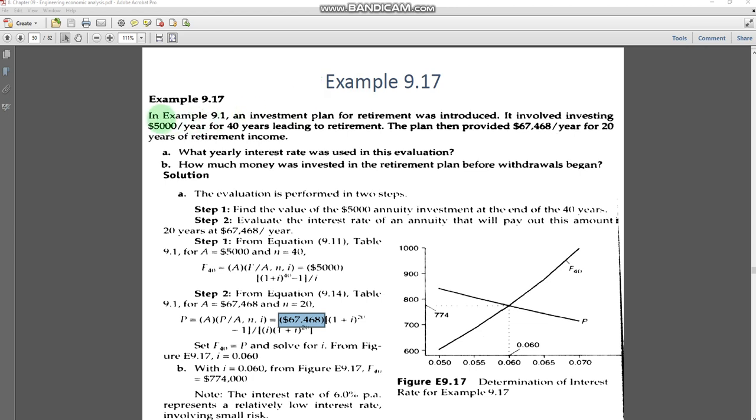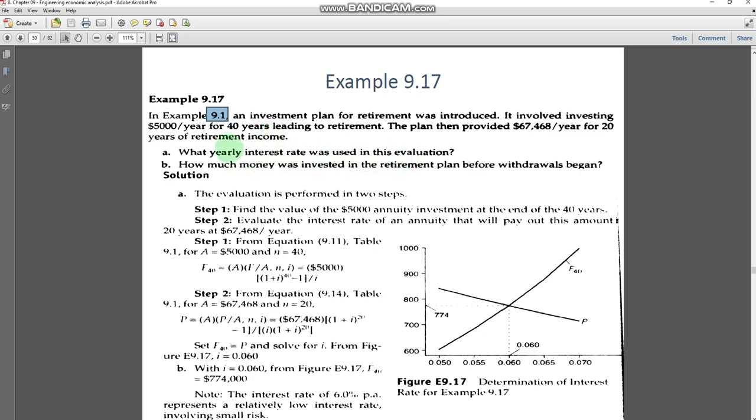Okay. So in the example 9.1, an earlier example that we have solved, an investment plan for retirement was introduced. It involved investing $5,000 per year for 40 years leading to the retirement. The plan then provided $67,468 per year for 20 years of retirement income. What yearly interest rate was used in the valuation?